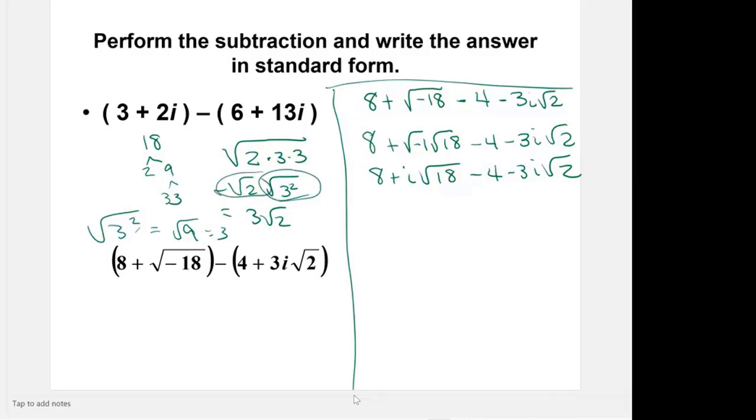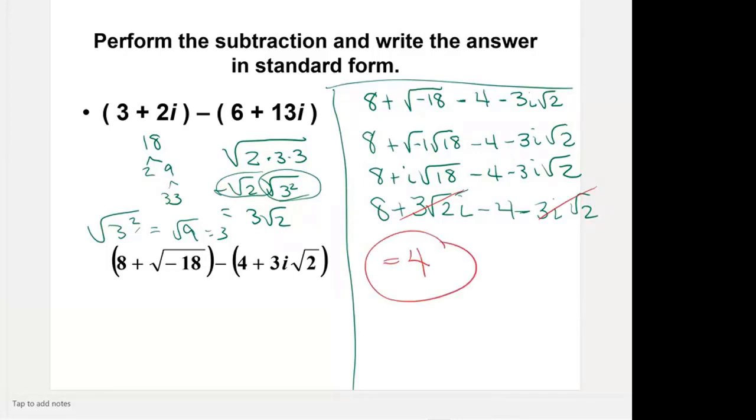So this becomes 3, and that's my square root of 2 right there. So now I have 8 plus 3 times the square root of 2i, minus 4 plus 3i times the square root of 2. And I can see that I can cancel this 3 times the square root of 2i with minus 3 times the square root of 2i. And my final answer is 4.